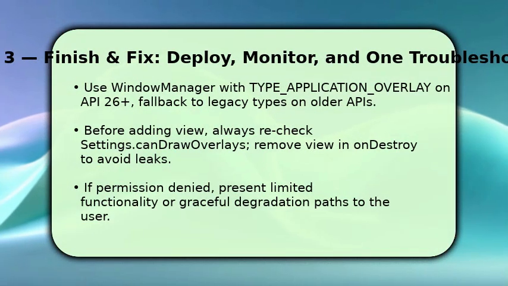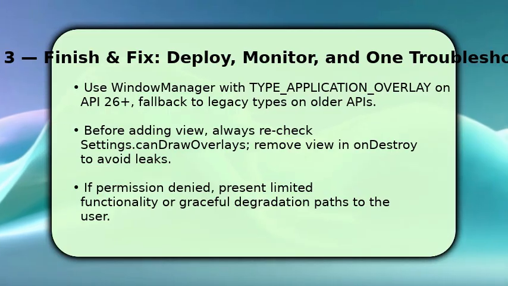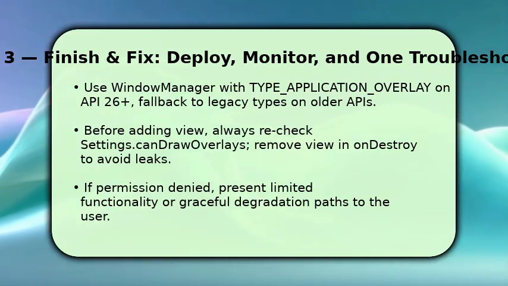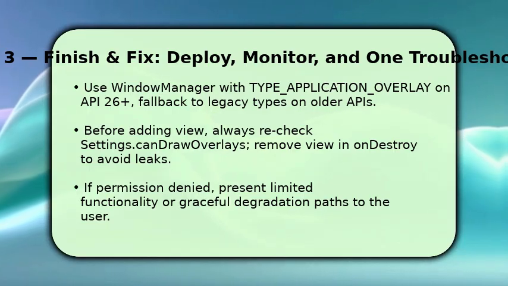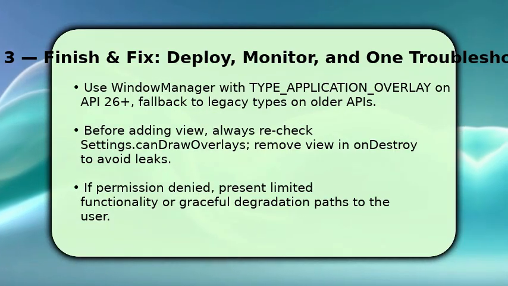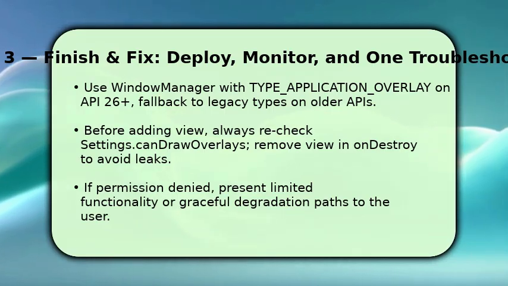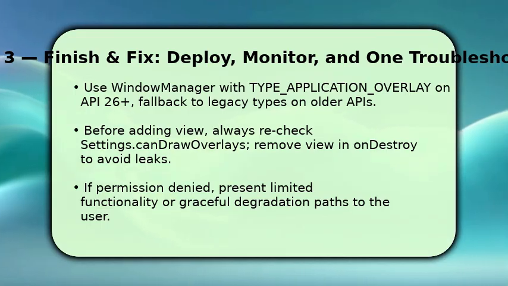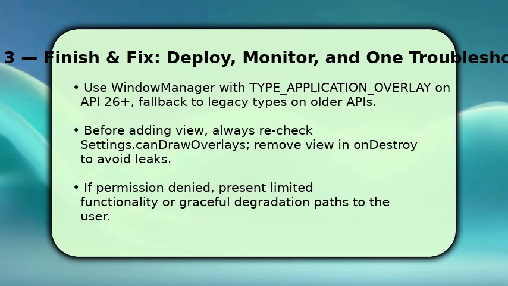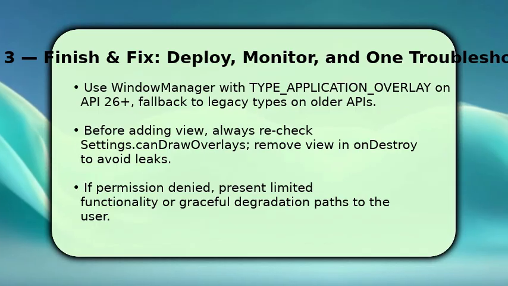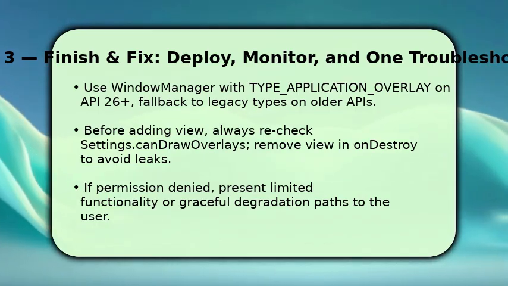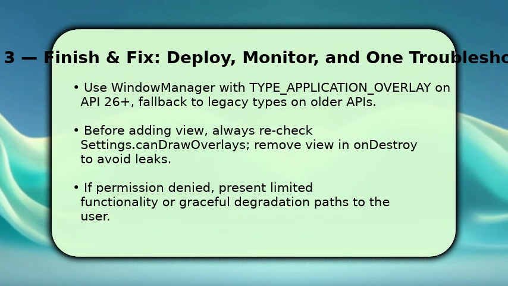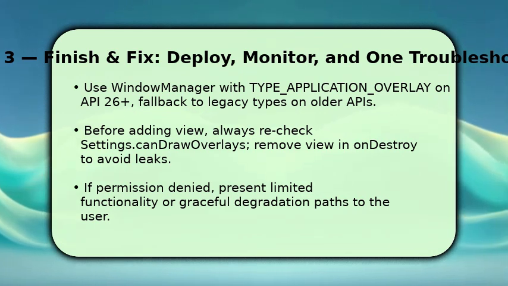You finish by actually creating the overlay only after Settings.canDrawOverlays returns true. For Android 8.0 and above use WindowManager.LayoutParams type APPLICATION_OVERLAY, and for older releases use the legacy types with appropriate flags. Make sure to remove the view in onDestroy to prevent window leaks and handle denied permission by offering reduced features. Troubleshooting tip: if the toggle seems to not persist, ask the user to reboot or check device-level battery or permission managers that may auto-revoke overlay rights.